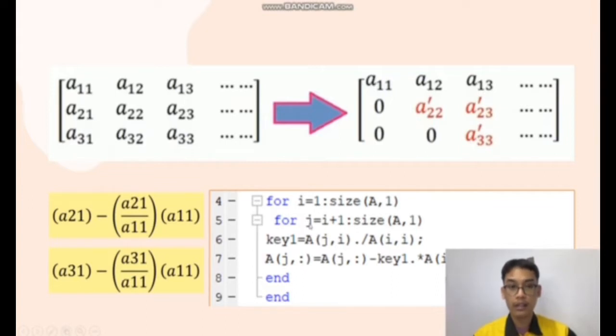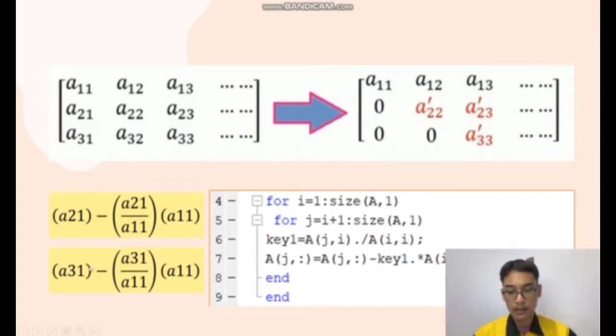So if J is 2, then if I is equal to 1. If J is 3, so 1 plus 1. So that's why we have here. And for this part, it is the constant for this equation. So we use k equal to AJI divided by AII. As I mentioned earlier, AJI is actually A21, and AII is A11.